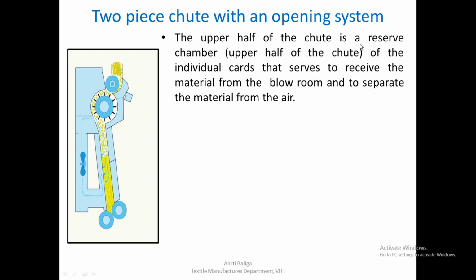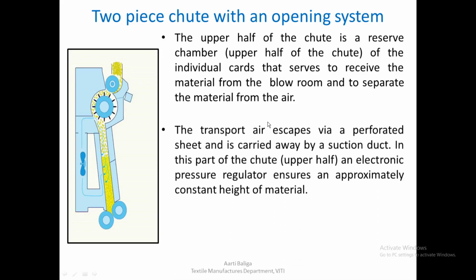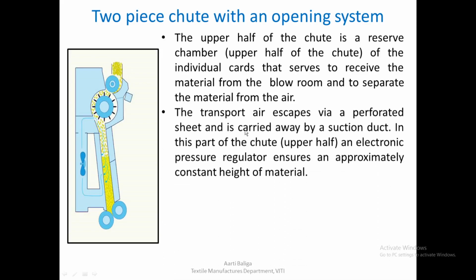The upper half of the chute is a reserve chamber. So there is a reserve chamber over here, which is the upper half of the chute of the individual card that serves to receive the material from the blow room. So material coming from the blow room would be deposited here, and to separate the material from the air, whatever air is mixed along with the material will be removed. The transport air escapes via a perforated sheet and is carried away by a suction duct.